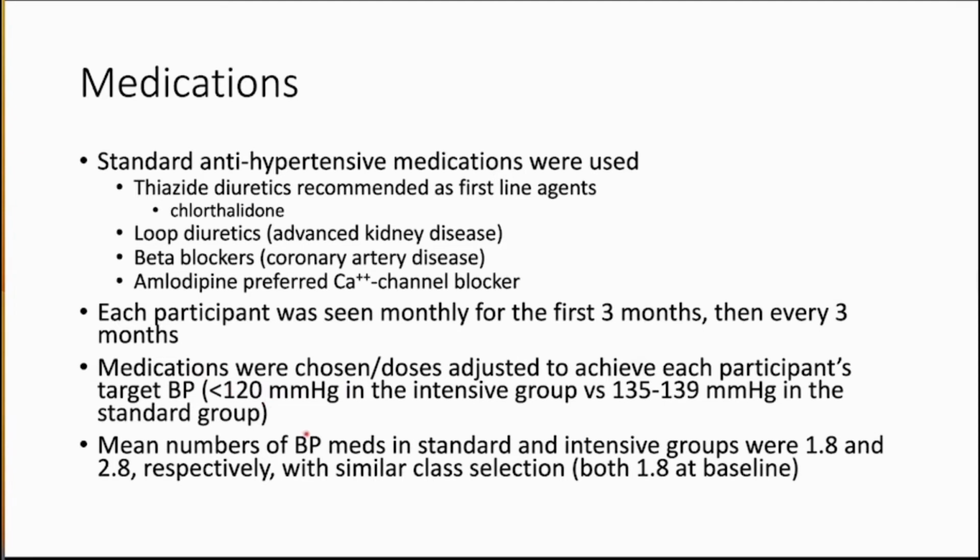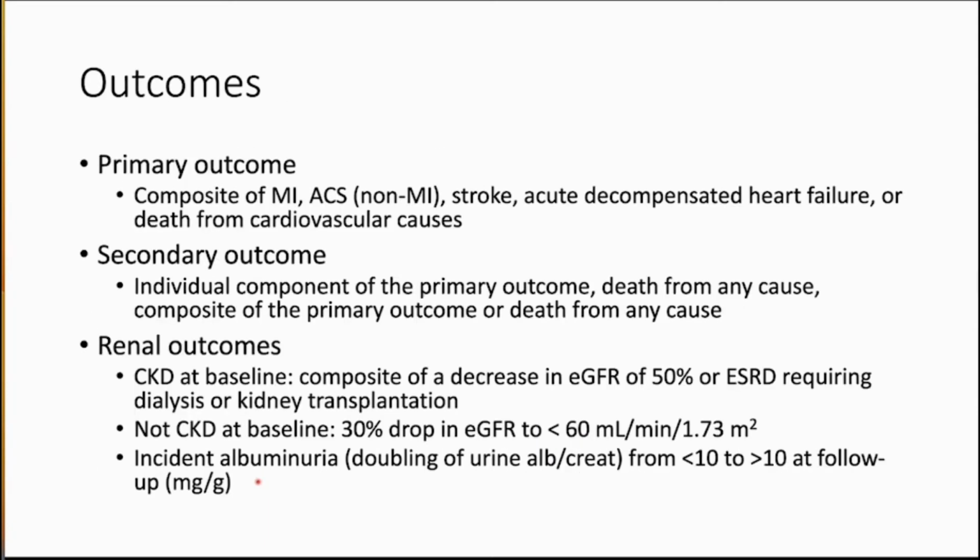And just for interest, the number of blood pressure medications in the standard and intensive groups were 1.8 and 2.8 respectively. In other words, people in the intensive group, that's to say the less than 120 systolic blood pressure, were taking almost 3 antihypertensive medications compared to 2 in the standard group.